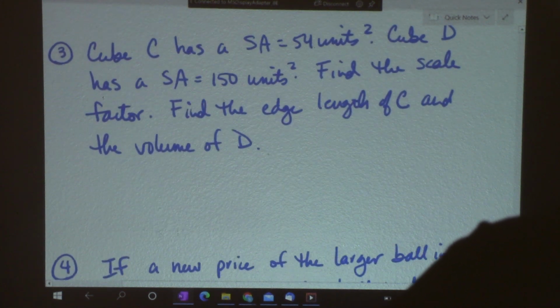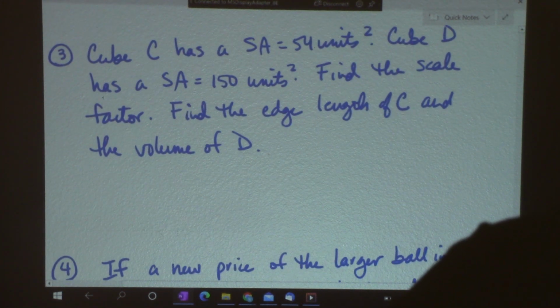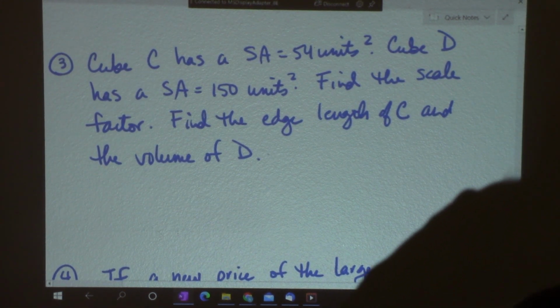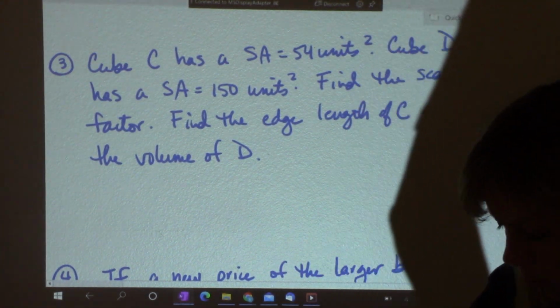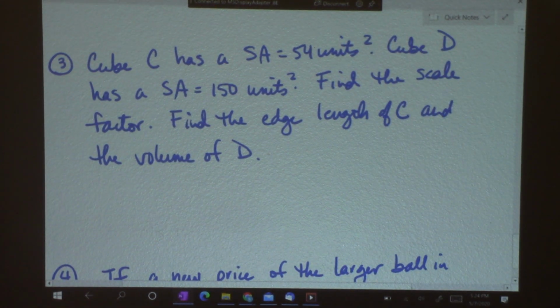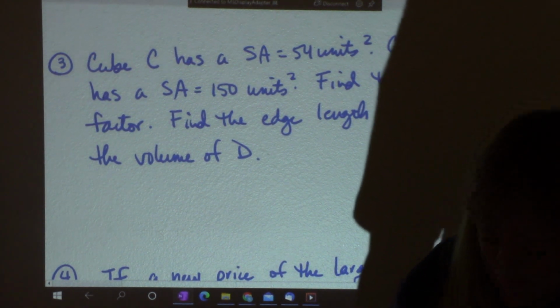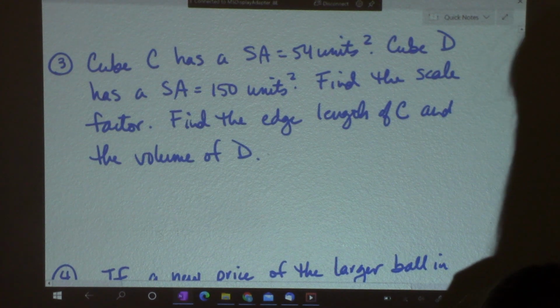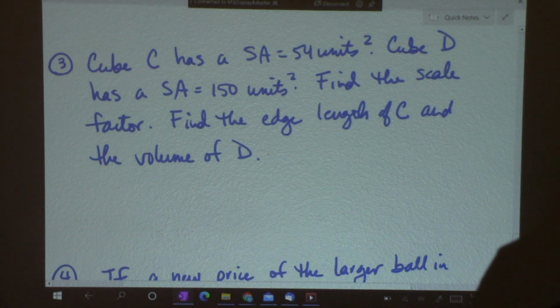Okay, now I want you to copy this one down. Cube C has a surface area of 54 units. Cube D has a surface area of 150 units. And you need to find the scale factor, find the edge length of C, and the volume of D. Okay, so go ahead and pause that.